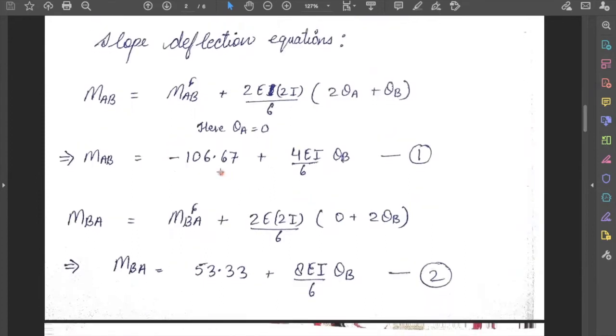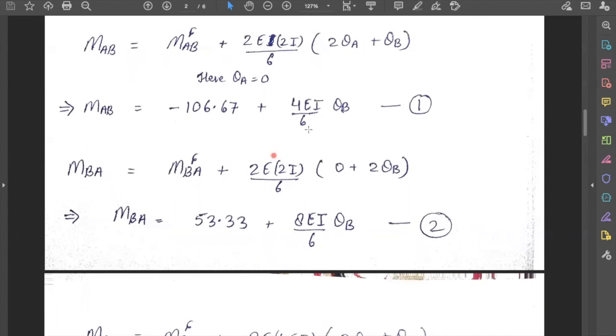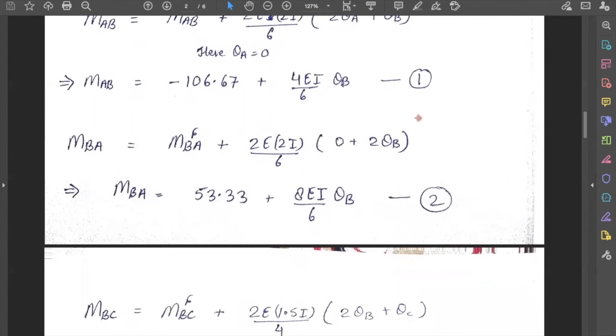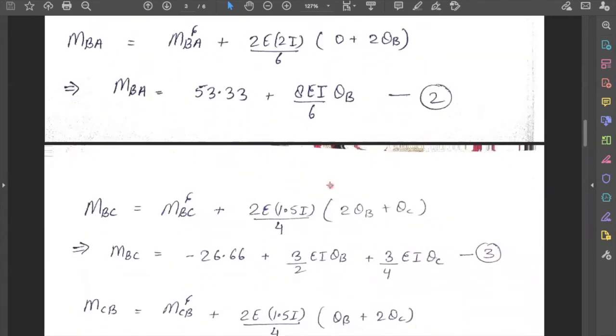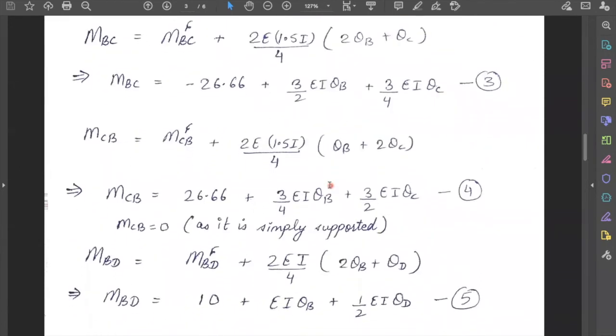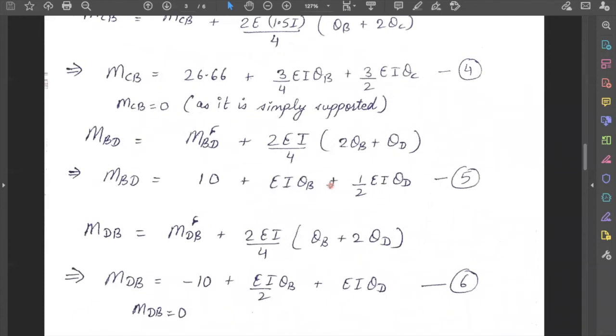Since at point A the endpoint is fixed, there is no angular displacement. Therefore theta A equal to 0. So we can back substitute the values and get MAB in terms of theta B and form equation 1. Similarly, we can write for MBA through the slope deflection equation and form equation 2. Writing down for all the members, we can get 6 equations.